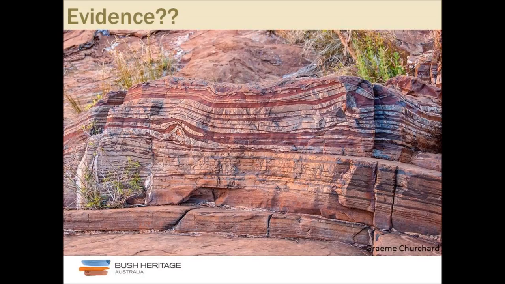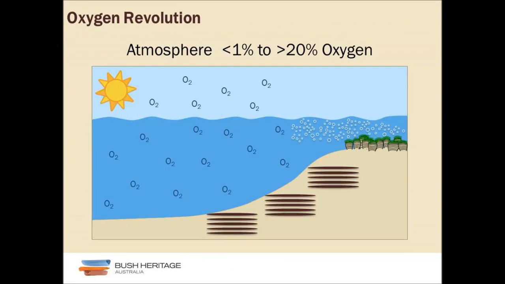So you reach a point when all of that oxygen is used up. All that free oxygen has reacted with everything it can, and now we've just got free oxygen out there in the ocean. And the ocean reaches a point where it's saturated with oxygen, and it can't hold any more. And where does that oxygen have to go? Up into the atmosphere. So now we've got billions of years of microbial communities photosynthesizing, saturating the oceans with free oxygen, and then oxygenating the atmosphere.